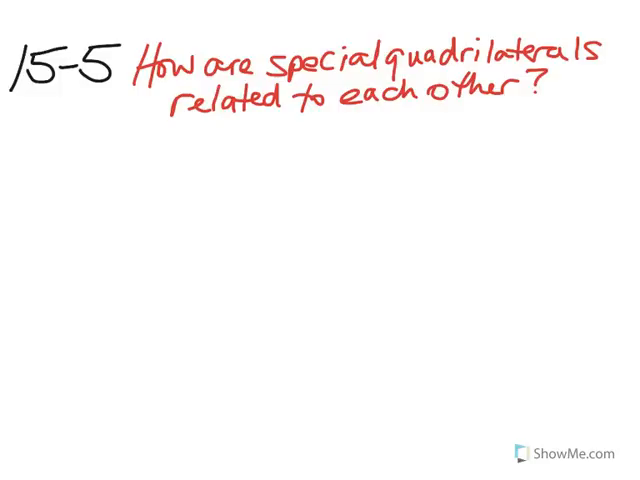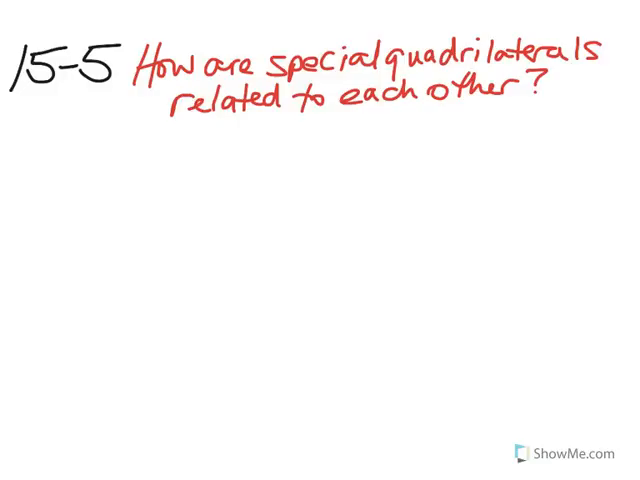This is lesson 15.5, and the focus is, how are special quadrilaterals related to each other? You have learned about the properties of special quadrilaterals. Today you will learn how the quadrilaterals are related to each other. I want you to think about, where would you see a trapezoid in real life? This one's a little tougher, but some possibilities could be the base of a building, or maybe even a shadow.